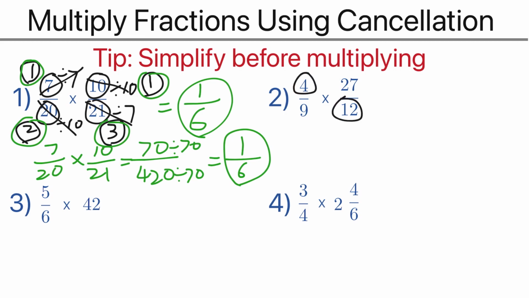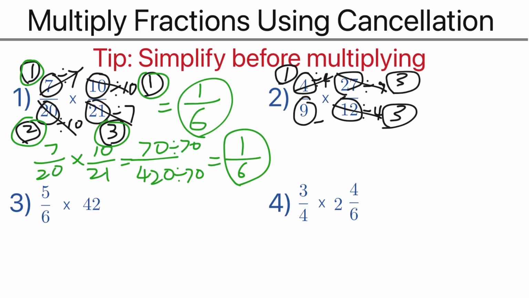4 and 12 are both divisible by 4. So if we take 4 divided by 4, we will have 1. 12 divided by 4 is 3. Next, we have 27 and 9. And we can see 27 divided by 9 will become 3, and 9 divided by 9 will become 1.